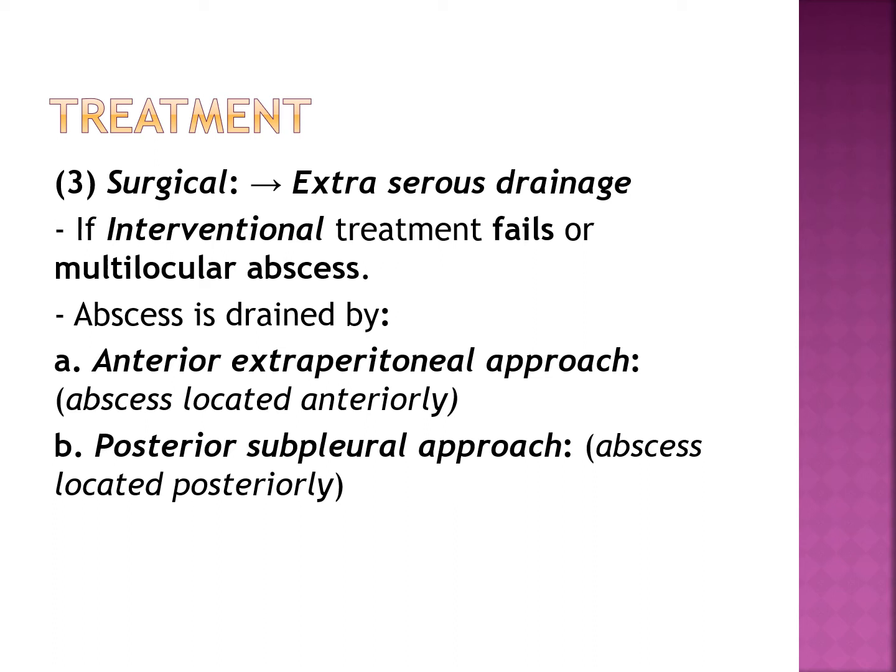So according to the site of your abscess, if it is located anteriorly, you do an anterior extraperitoneal approach. And if the abscess is located posteriorly, you can do a posterior subperiosteal approach through the bed of the 12th rib, where the rib is removed, and then you open the abscess cavity without contaminating the normal clean peritoneum inside the abdomen.